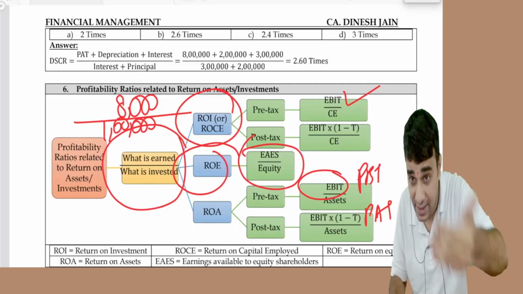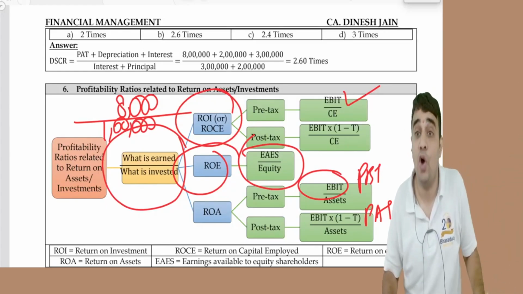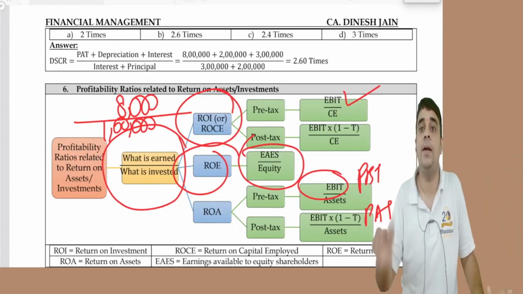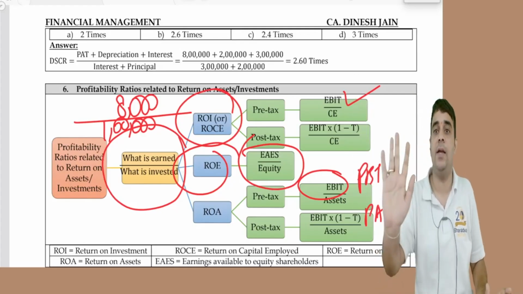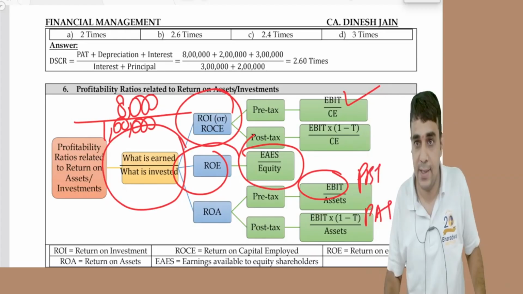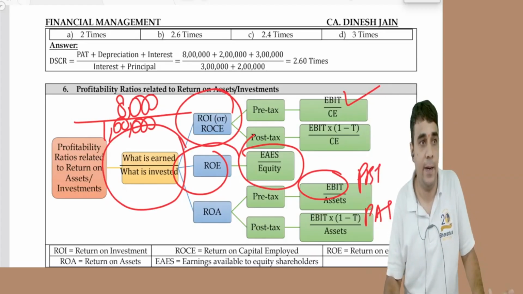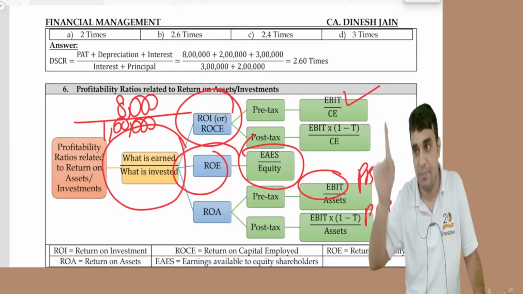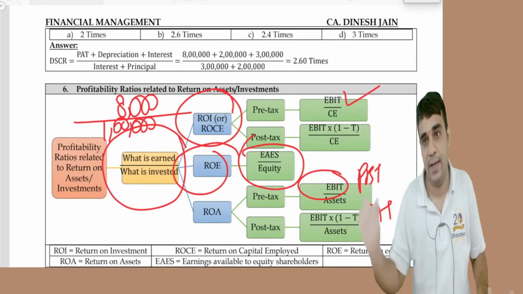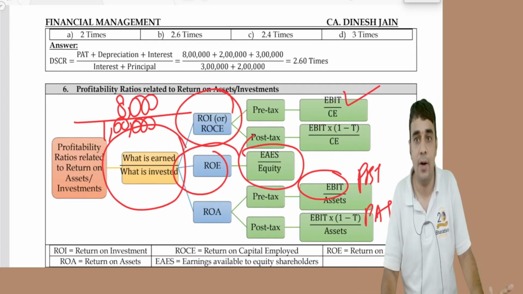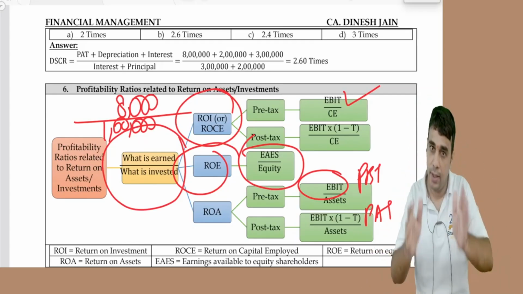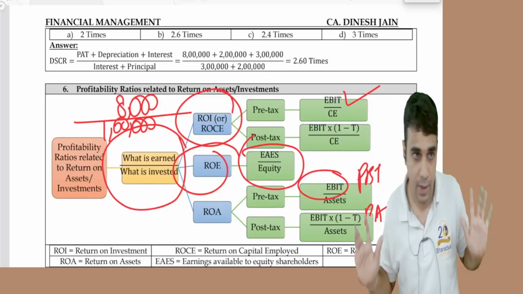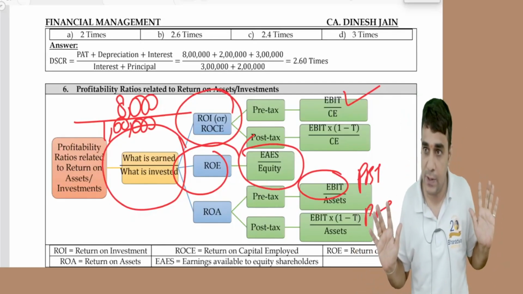Can there be anything else? Yes, return on debt: interest divided by debt, because debt guys get only one thing, interest. Interest divided by debt, or interest into 1 minus tax rate divided by debt, which is nothing but our cost of debt. Cost of debt and return on debt are the same. Any doubts on this? What is earned divided by what is invested?